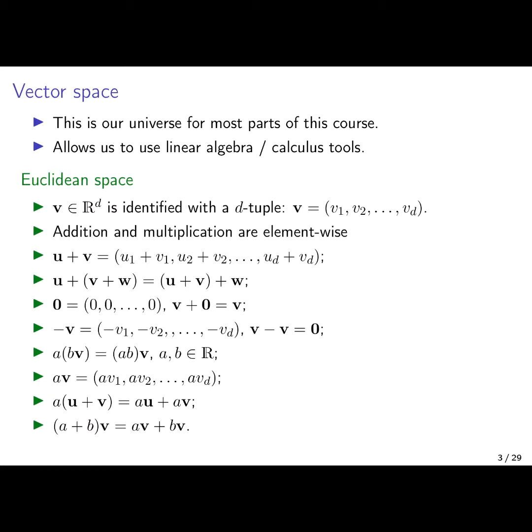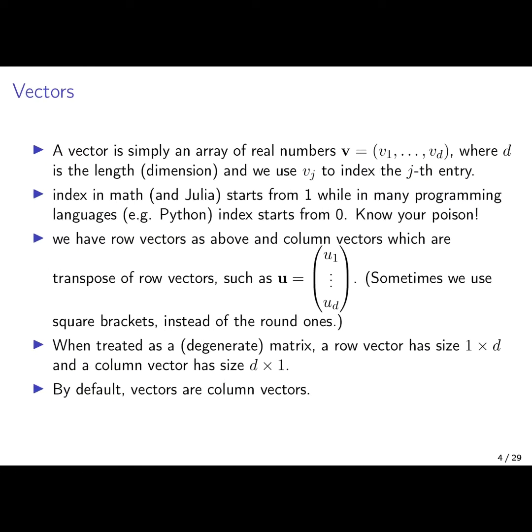and I'm assuming most of you have seen this before in a linear algebra course. Okay, so more specifically, a vector is just an array. If you are more of a programming person, like in computer science, a vector is just an array of real numbers, and we have the length or the dimension of the vector, and we use v_j, this letter, to index the jth entry in the vector.